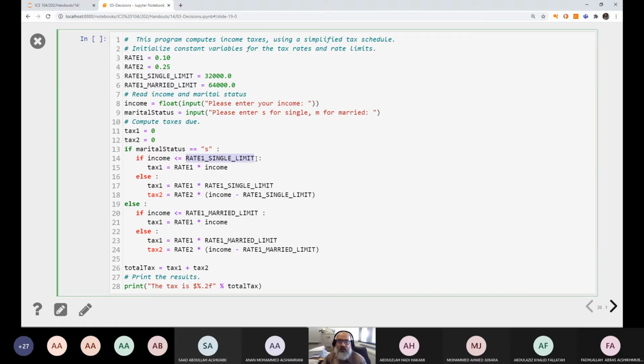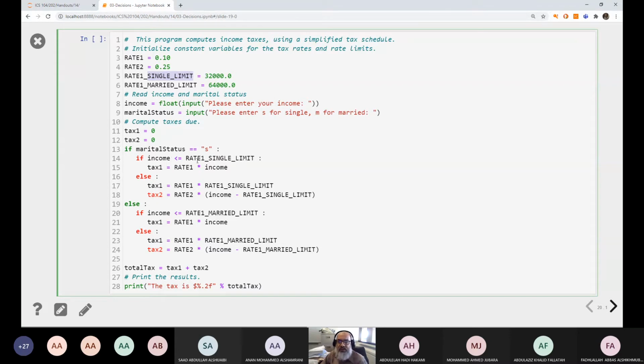Rate 1 single limit. To tell you the truth, I don't like the naming of rate 1 single limit, rate 1 married limit. In my opinion, single limit is enough, or single threshold is enough, right? Whether it's rate 1 or rate 2, I don't know if that adds any value. For me, I understand it as this is the limit for single people, this is the limit for married couples.